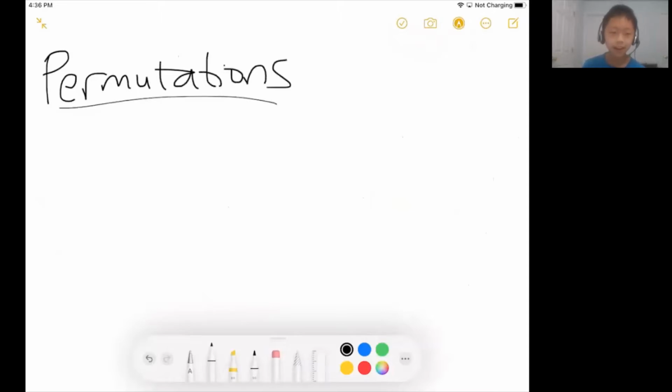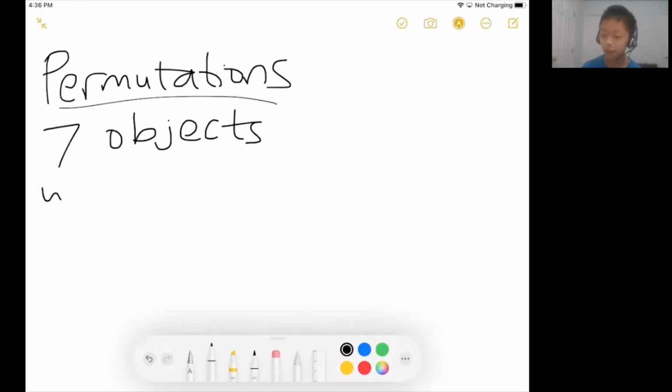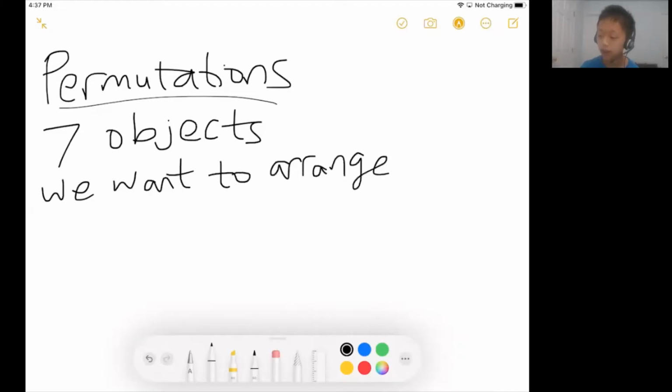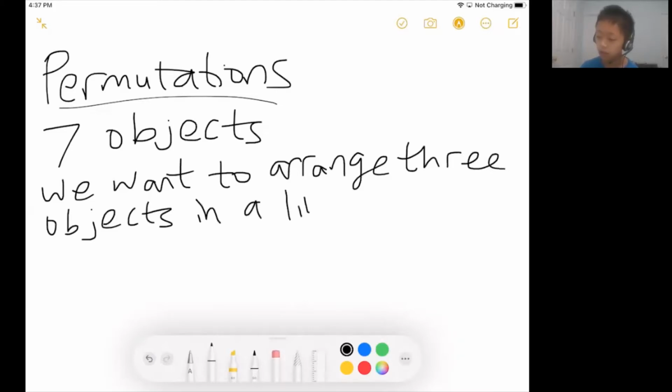As a more concrete example, let's say you have, I don't know, seven objects, and they're all different. All the objects are distinct, and we want to arrange three of these objects in a line. And let's say we wanted to know how many ways there are to do this.